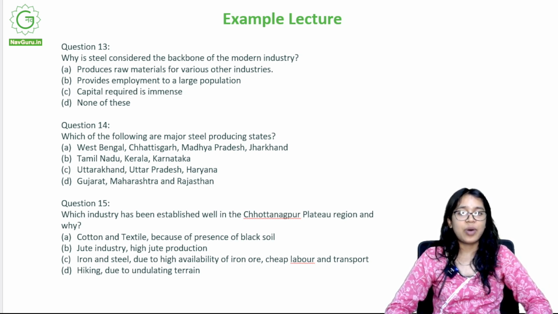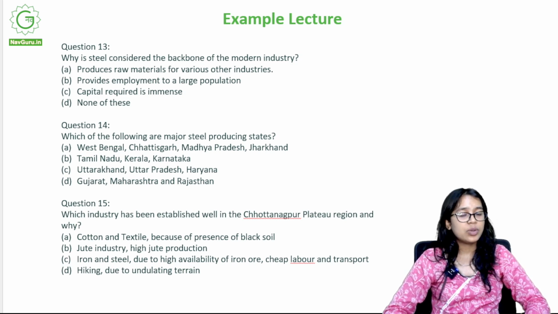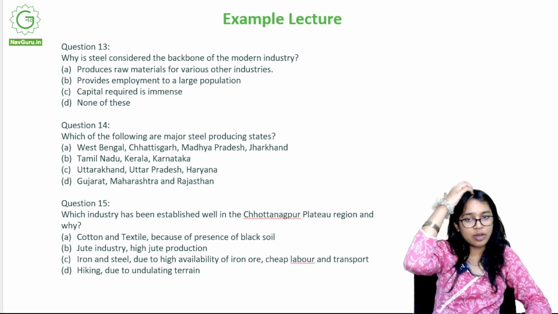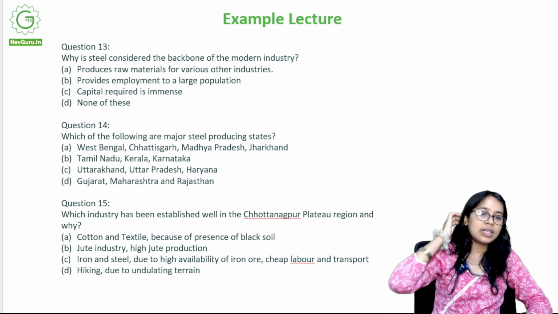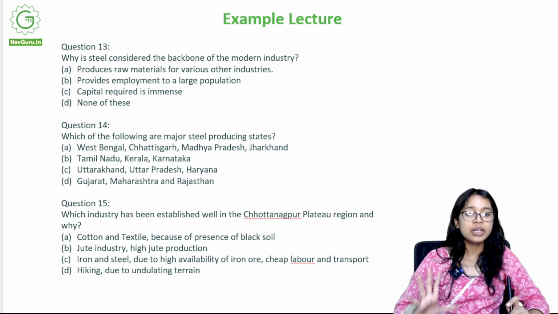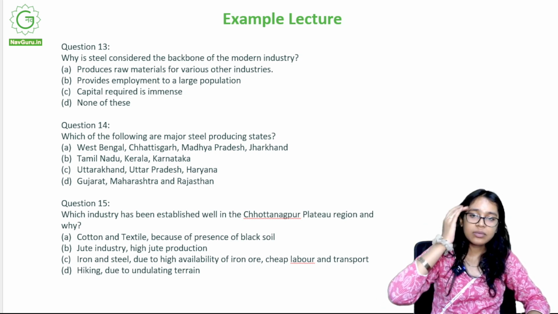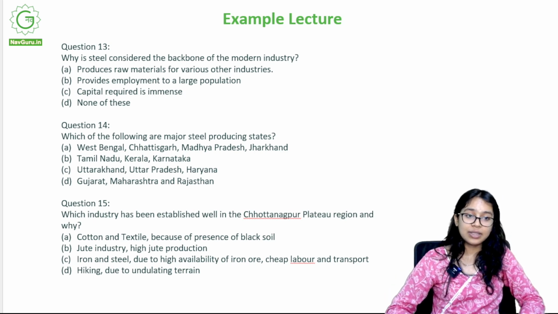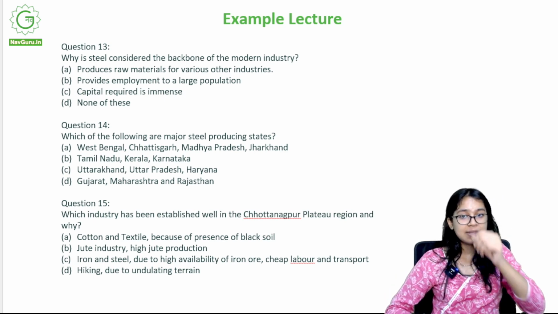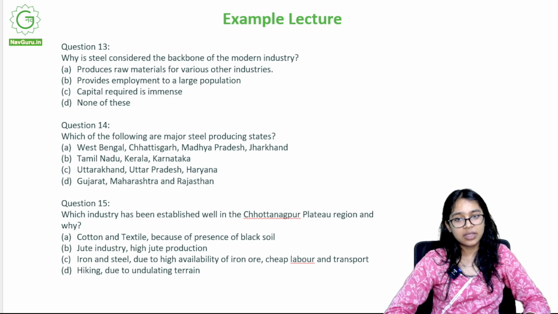Question number 13. Why is steel considered the backbone of the modern industry? Where do we get steel from? Basically iron ore. So iron and steel industries hence is a very important industry. So why is it considered the backbone though? What is the answer? A, it provides raw materials for various other industries. B, it provides employment to a large population. C, capital required is immense, or D, none of these.